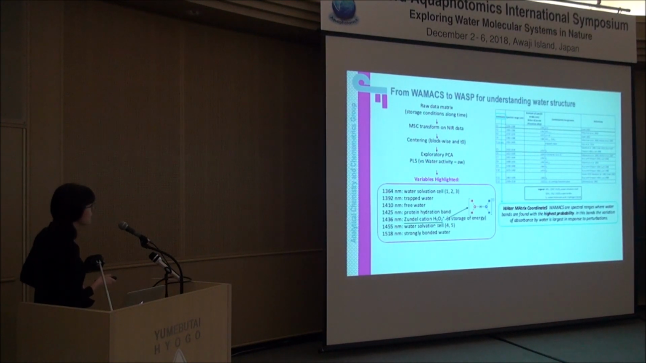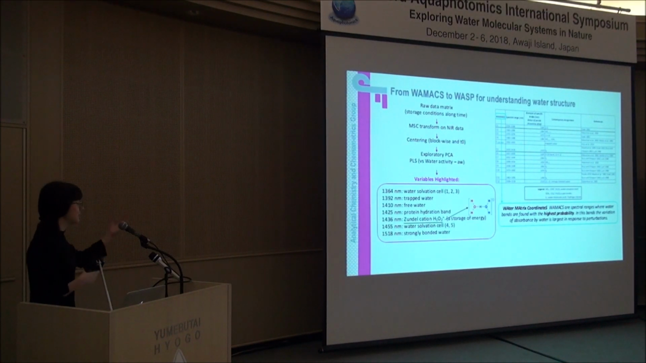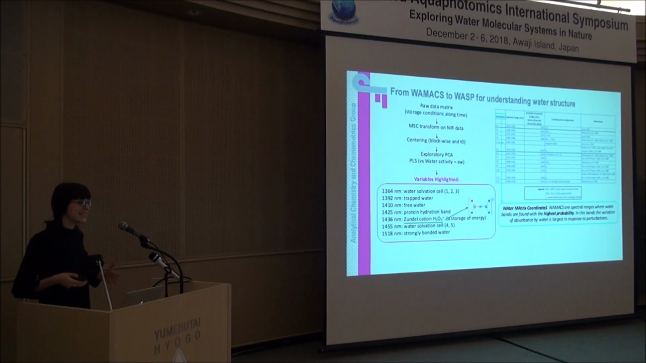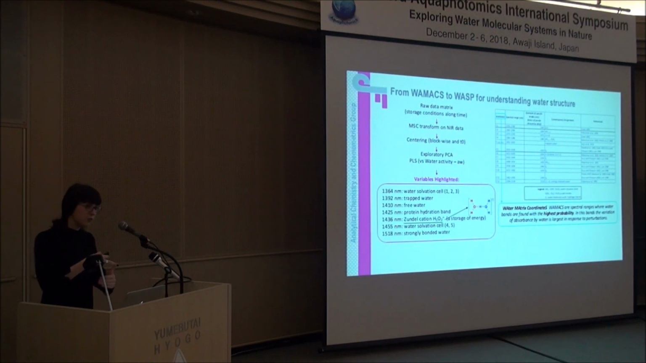where there is water solvation cell with a high number of water molecules, and also the Zundel cation arises. I had never heard about the Zundel cation, it was my first time, so for those of you for whom it's also new, it's a hydrogen bonded with 2 molecules of water, and this is a way of storing energy for water. And then we have also the trapped water and the strongly bonded water. So our 8 wavelengths are able to describe trapped water, free water, and an intermediate phase of water.